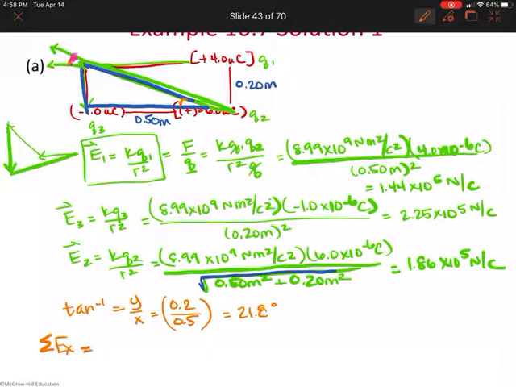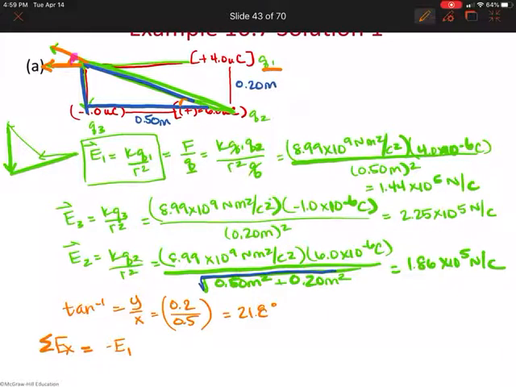Now, why did I do that? Because we've got to do our sum of electric field in the x direction. So look at electric field 1. That's this one right here. Why is that electric field 1? Because that's coming from charge 1. Which direction is it going? It's going in the negative x direction. So negative E1. Now, does E2 have any x component here? Well, yeah, it's going at an angle, so it's got both x and y components.